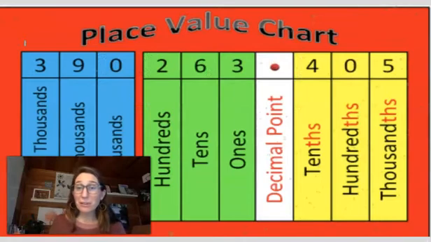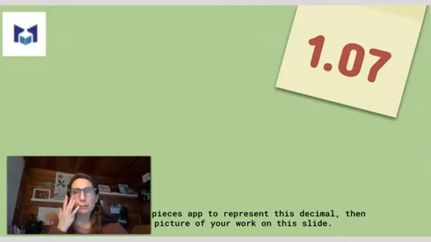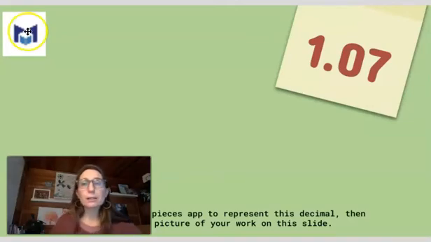Knowing place value can help you not only write decimal numbers, but build decimal numbers and add and subtract decimal numbers. So let's take a look at a few together. We're going to use the base 10 number pieces app to represent each of these numbers, and some of them are adding and subtracting decimals as well. Let's take a look at two together.